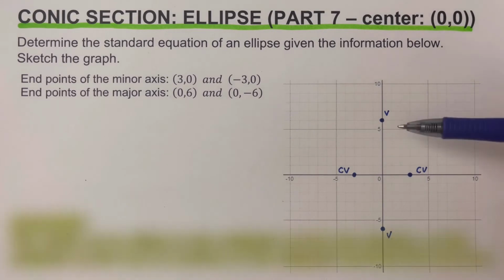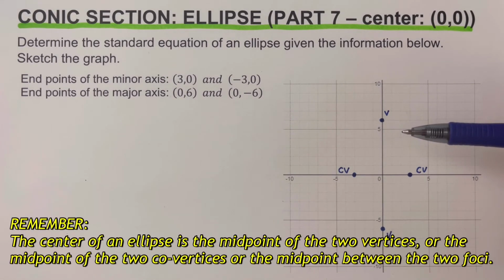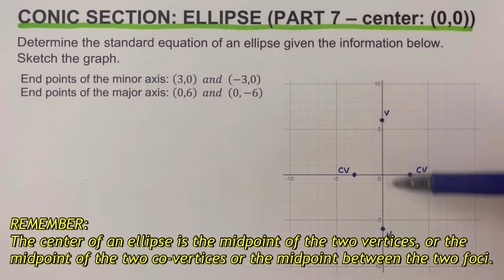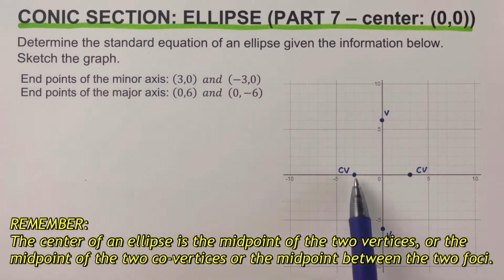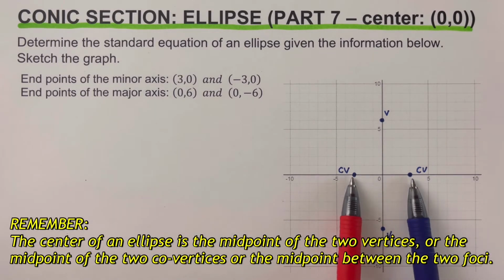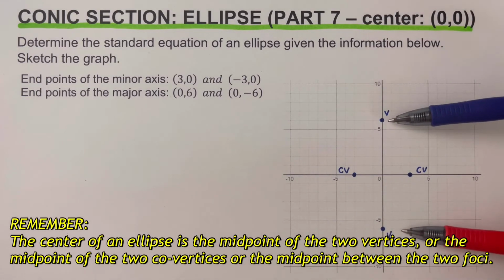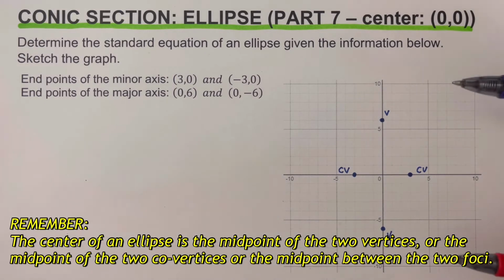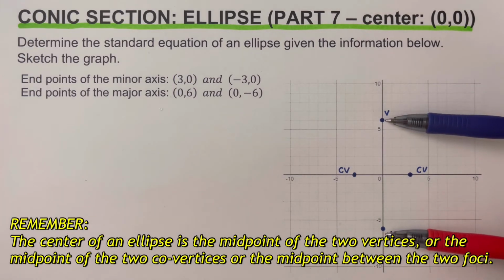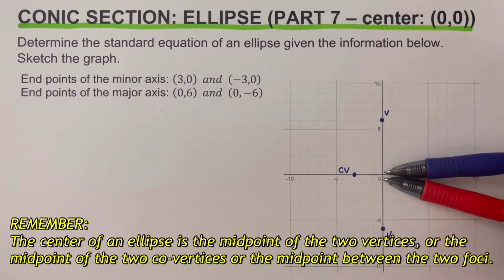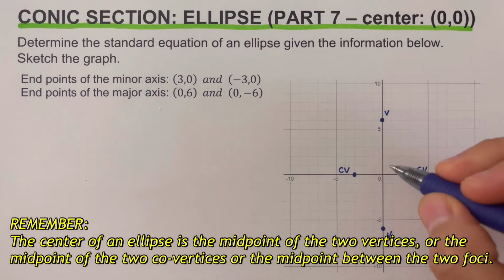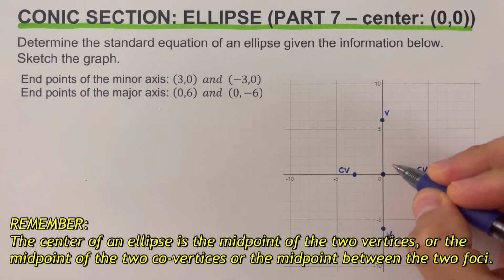Now, looking at this, we remember that the center of an ellipse is the midpoint between the two vertices or the midpoint between the two co-vertices. So we can use the midpoint formula to determine the center between these two co-vertices, or we can use the midpoint formula to determine the center of these two vertices. However, we can determine the center by eyeballing it. And so we can go ahead and say that the very center here is at 0, 0. So this will be our center.